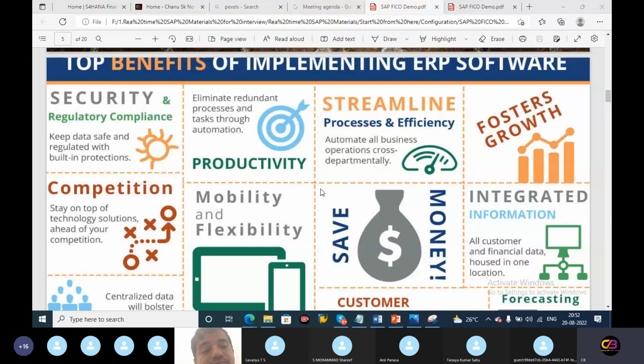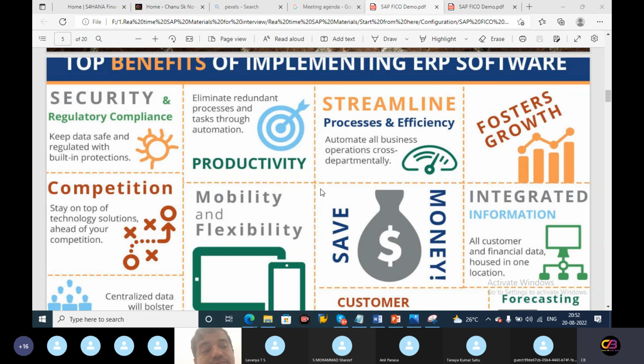Nowadays every customer is using SAP, and SAP has come up with S4 HANA. Recently, not recently, in 2015, SAP came up with a new product, that is S4 HANA. After the introduction of the S4 HANA concept, SAP became more popular compared to other ERPs.